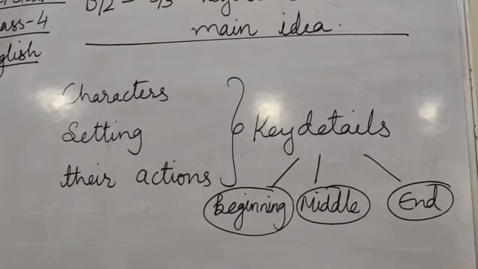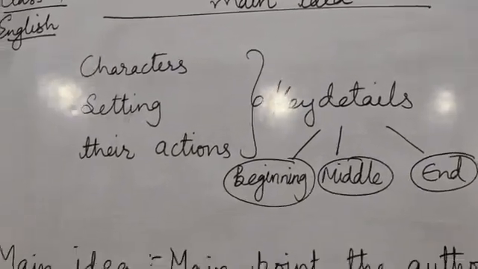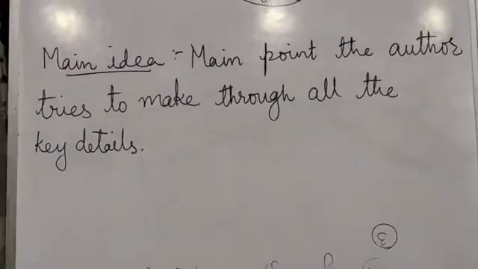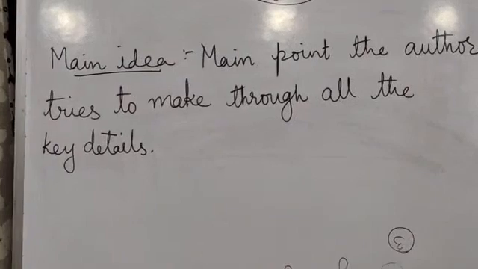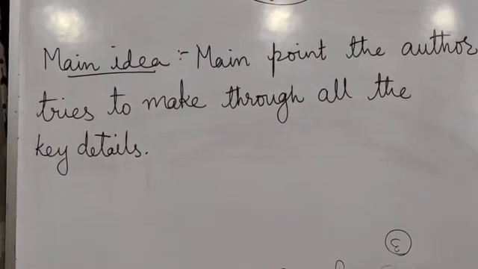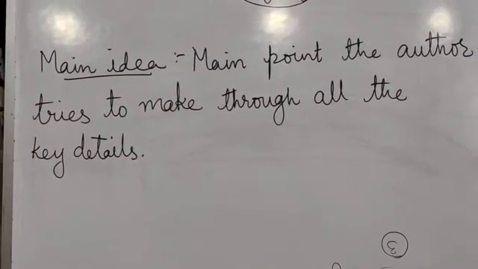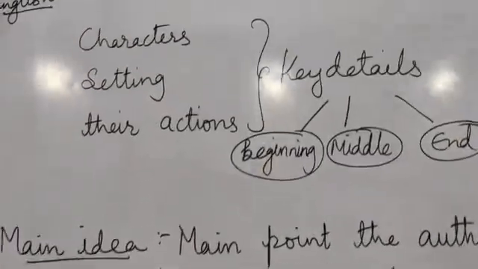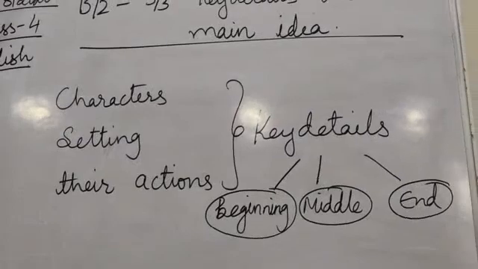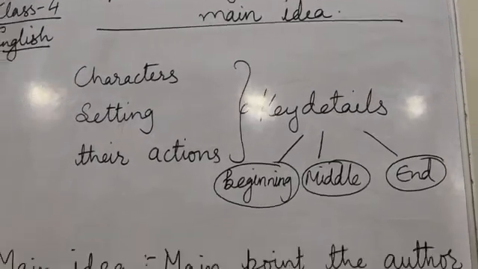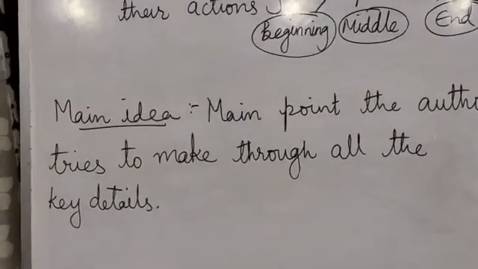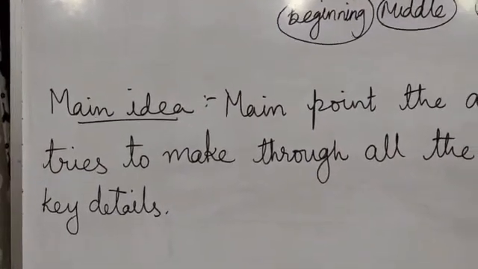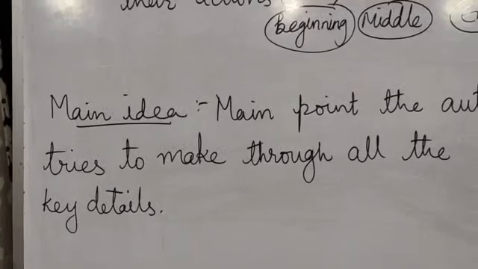Okay. Now what is the main idea? The main point the author tries to make through all the key details. Now by seeing all these key details, what is the main point the author is going to tell us? What he tries to explain to us, that is called the main idea. Okay.